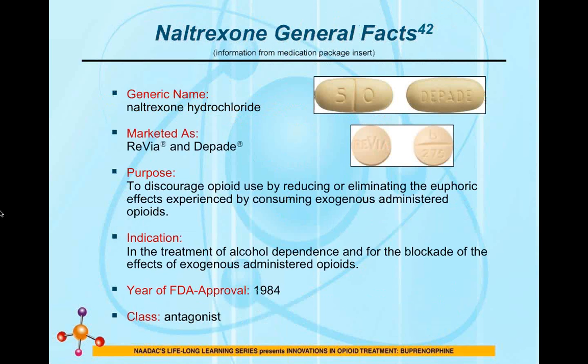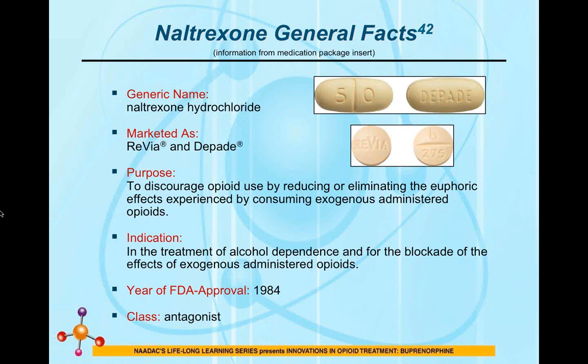Starting first with Naltrexone. You can see some images of what that medication looks like. The generic name is Naltrexone hydrochloride. It's marketed as Revia or Depade. Its purpose is printed on that small medication package insert in teeny tiny print. I'm reading directly off of that so you can know where to find this information. The purpose is to discourage opioid use by reducing or eliminating the euphoric effects experienced by consuming externally administered opioids. We'll talk about what that means. Its indication is in the treatment of alcohol dependence, that's for a different presentation, and for the blockade of effects of externally administered opioids.